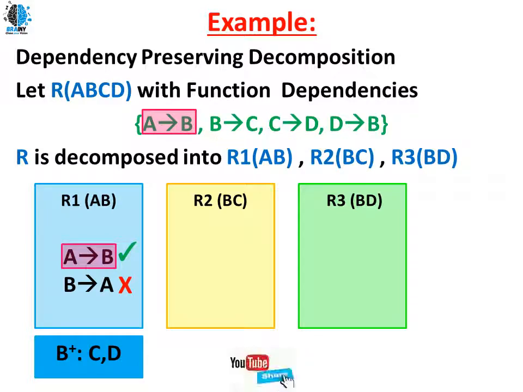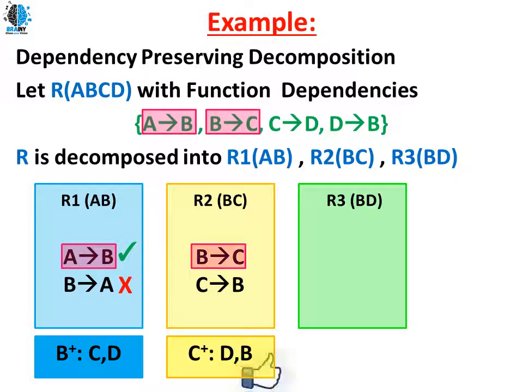Next we have R2. Coming to the R2 table, these are the two dependencies we can have. First is B goes to C, next C goes to B. B goes to C is clearly visible in the given functional dependencies. It is there.